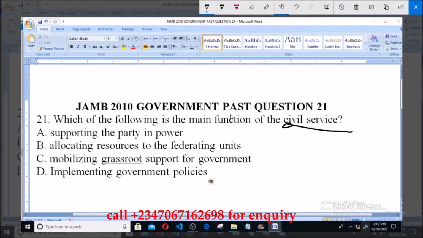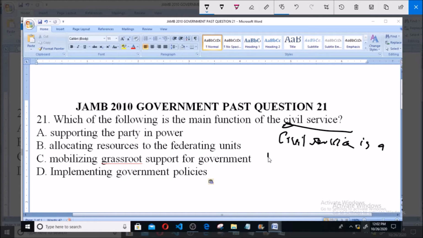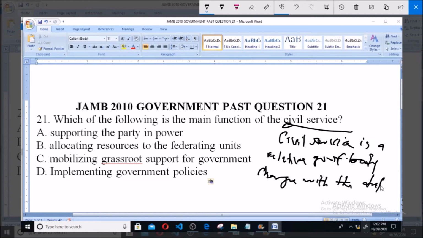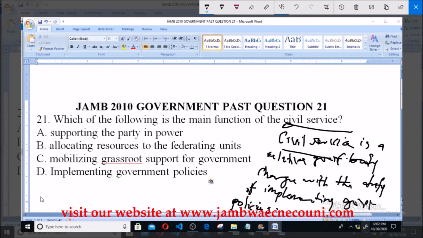By definition, civil service is a government body charged with the duty of implementing government policies or programs. Then people who work under the civil service are called civil servants. They are called civil servants.